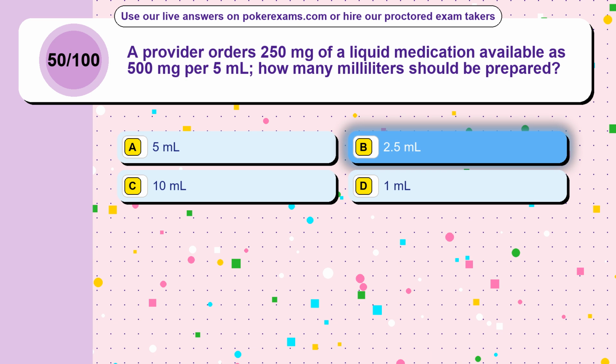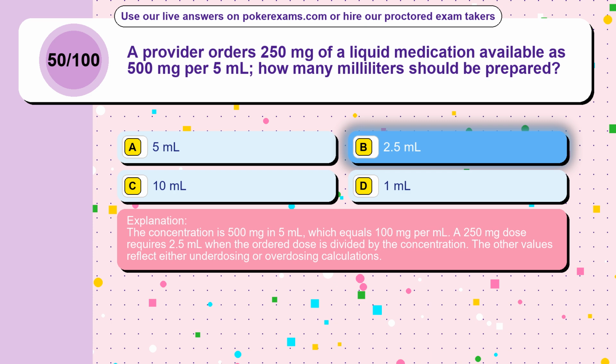The correct answer is option B, 2.5 ml. The concentration is 500 mg in 5 ml, which equals 100 mg per ml. A 250 mg dose requires 2.5 ml when the ordered dose is divided by the concentration. The other values reflect either underdosing or overdosing calculations.